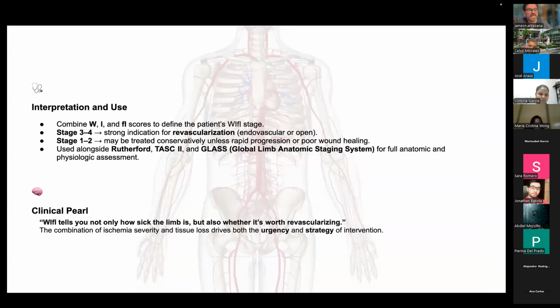Again, here goes another interpretation of use. The clinical pearl of Wi-Fi tells you not only how sick the limb is, but also whether it's worth revascularizing. Don't worry about a stage 4 because you're at the tail end. You're trying to just do palliative care without pushing the patient over. You let them take their natural course.